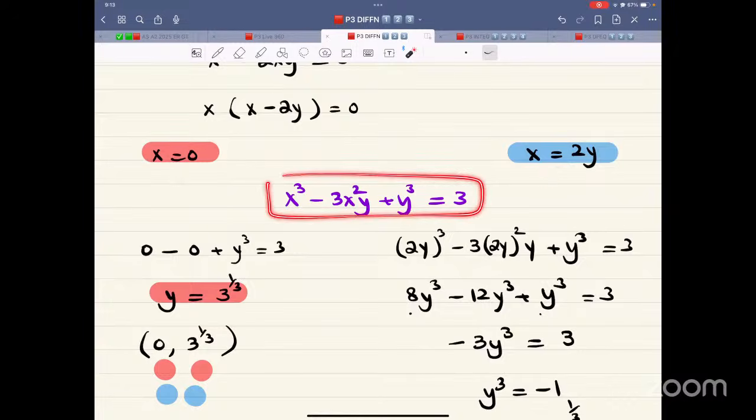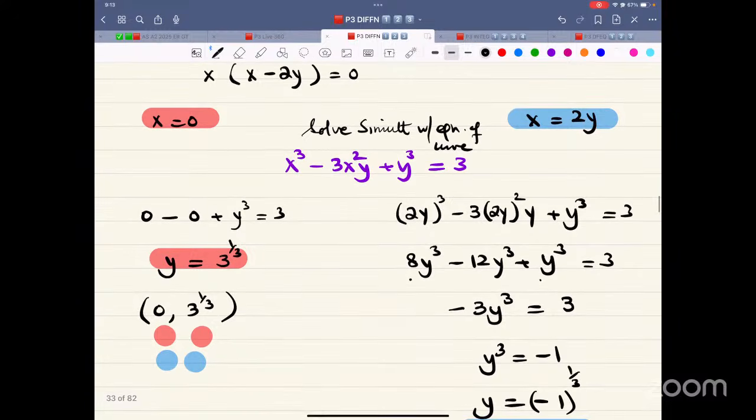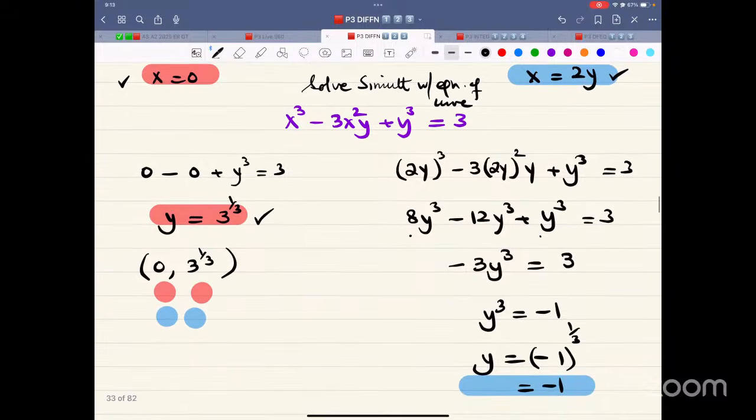Now solve it simultaneously with the equation of the curve. So first plug in x is equal to 0. So you get y is equal to cube root of 3. Then plug in x is equal to 2y. So when you plug in x is equal to 2y, this is x cubed, 2y cubed.